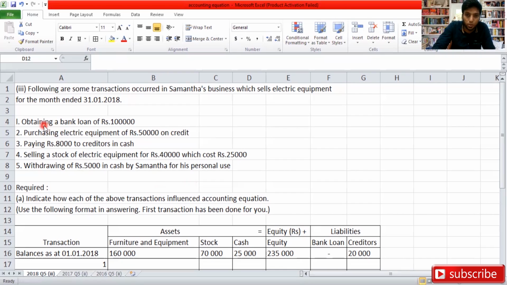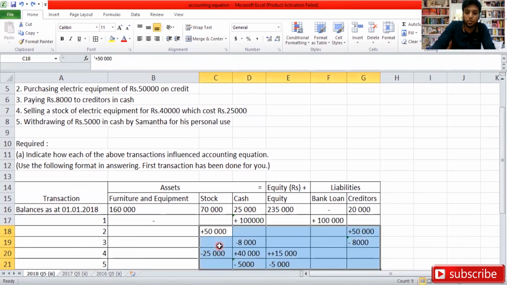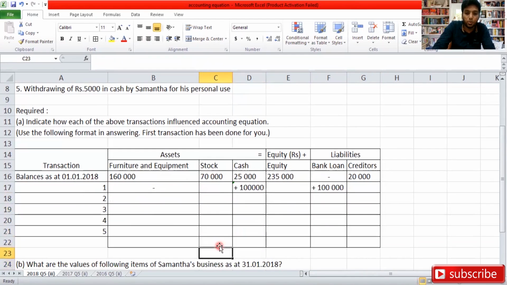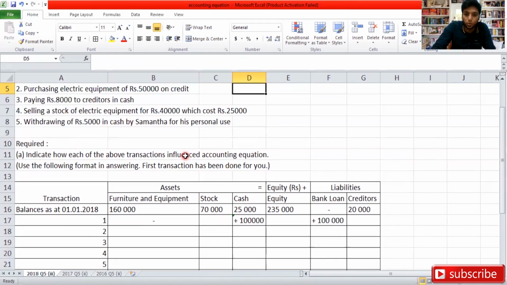They have done the first one for you: obtaining a bank loan of rupees 100,000. So for 100,000, they have recorded it here. This is an amount which the bank has given us. So this 100,000 is an addition in cash, so we'll add this 100,000 to the cash. Then the second thing is that because you have taken a liability, the liability will bring new money. So your cash goes up. It will increase in your cash account.